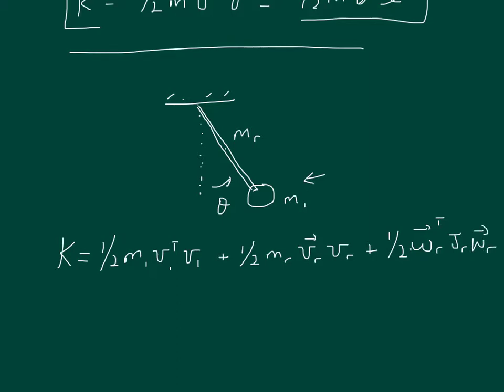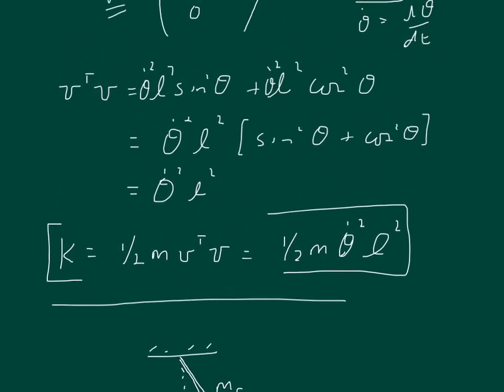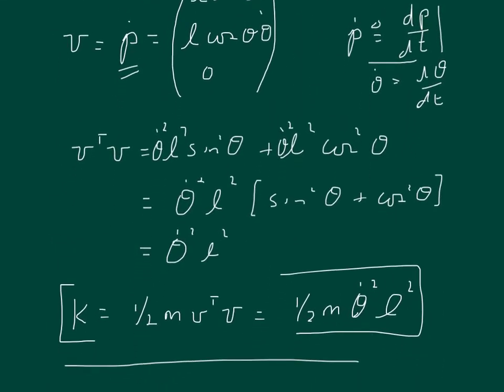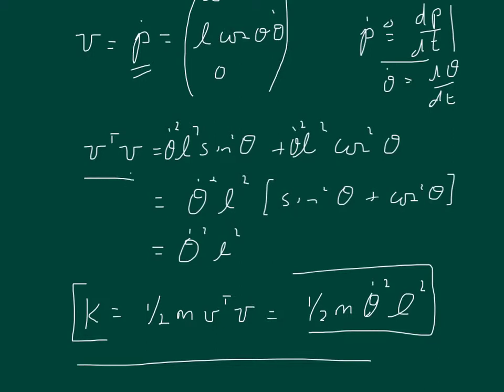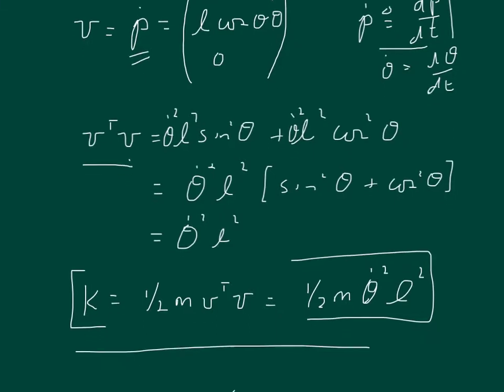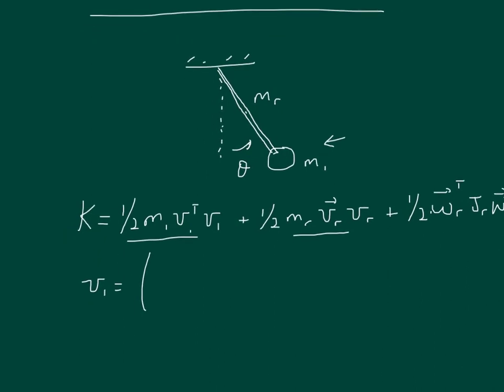Okay, so with the translational velocity, everything is pretty much just like we did before. The velocity of the first particle is going to be, if we remember from before, we computed v transpose v to be theta dot squared times the length squared.